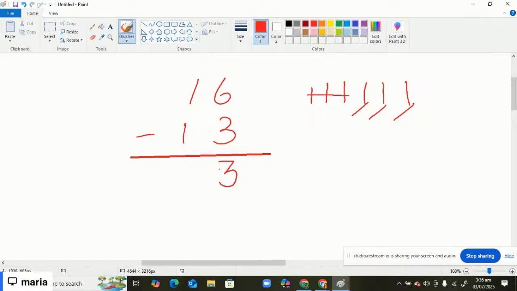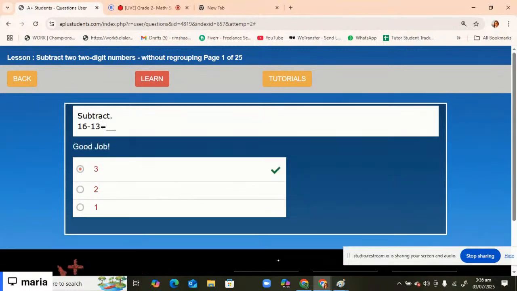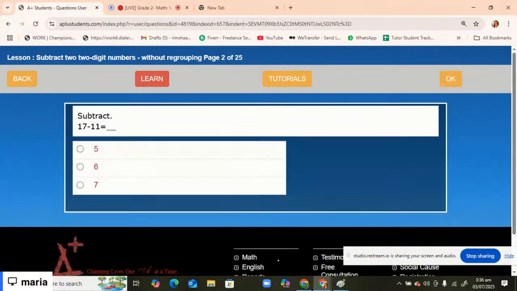Now 1 minus 1, what is the answer? 0. So the answer is 3. Let's see. Yes, this is the right answer, okay? Now let's discuss the next. 17 minus 11.